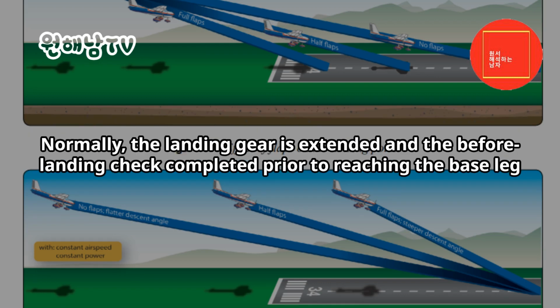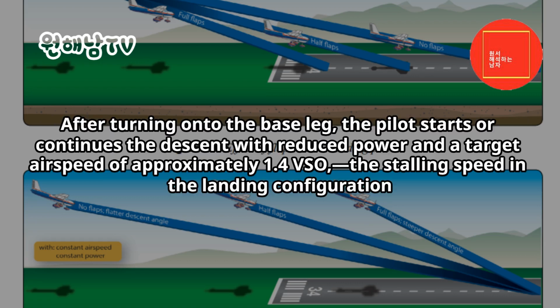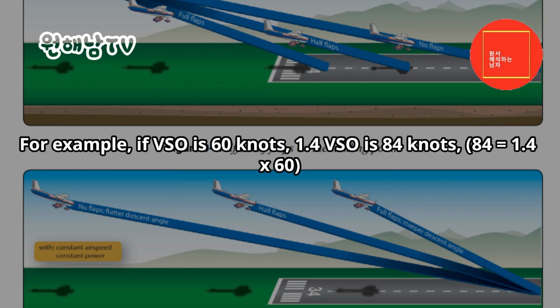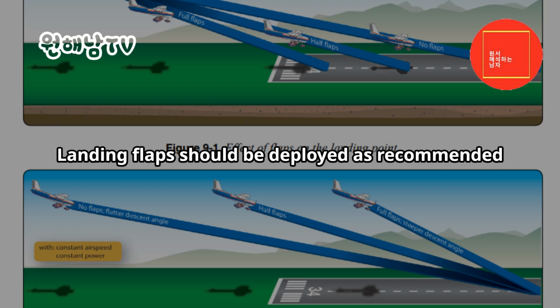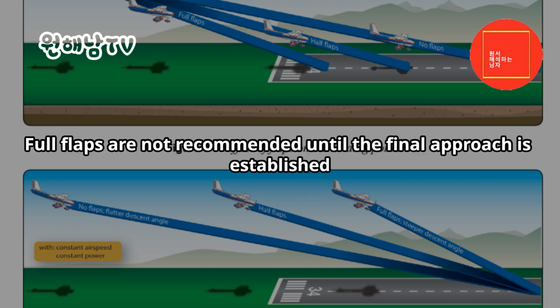Normally, the landing gear is extended and the before landing check completed prior to reaching the base leg. After turning onto the base leg, the pilot starts or continues the descent, with reduced power and a target airspeed of approximately 1.4 VSO, the stalling speed in the landing configuration. For example, if VSO is 60 knots, 1.4 VSO is 84 knots, 84 equals 1.4 times 60. Landing flaps should be deployed as recommended. Full flaps are not recommended until the final approach is established.